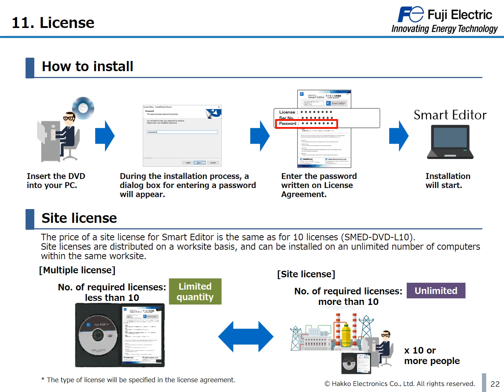The price of a site license is set at the same price as a multiple license of 10 licenses, and a license is issued for each of the customer's business locations. At licensed offices, you can install it on an unlimited number of computers. You can choose between multiple licenses and site licenses depending on the number of installations you need.